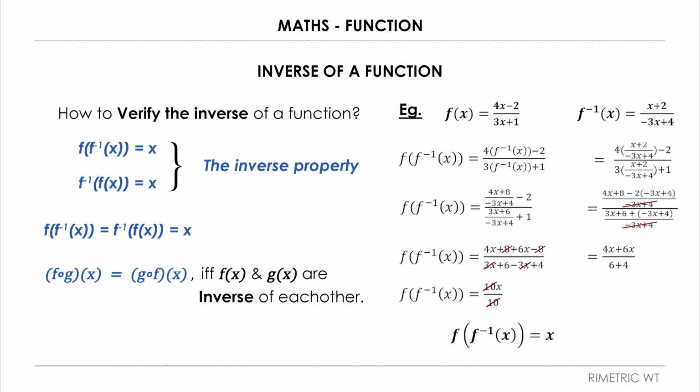Sometimes a question may ask you to check whether f of x and g of x are inverses of each other. When this happens, you can check their composite functions. To verify that two functions are inverses of each other, we need to check whether f of g of x equals x and g of f of x equals x. If both composite functions simplify to x, then we can conclude that f of x and g of x are inverse functions of each other.